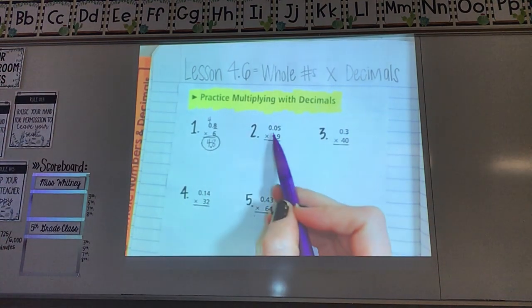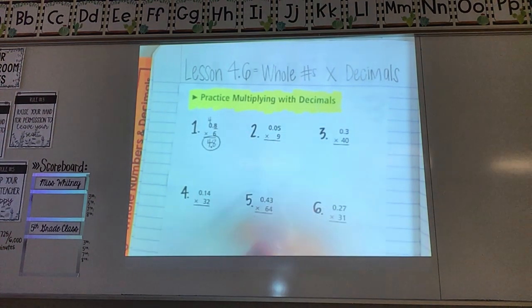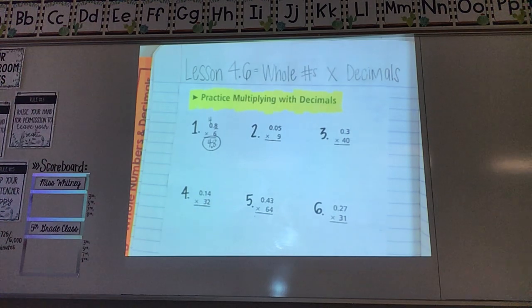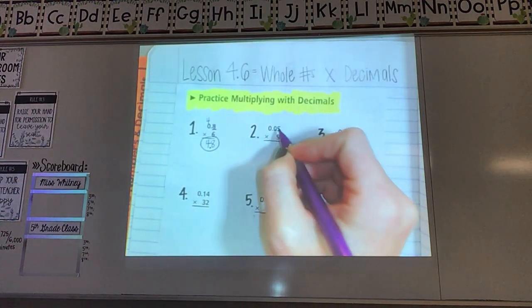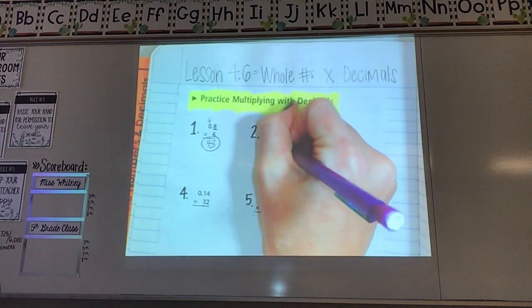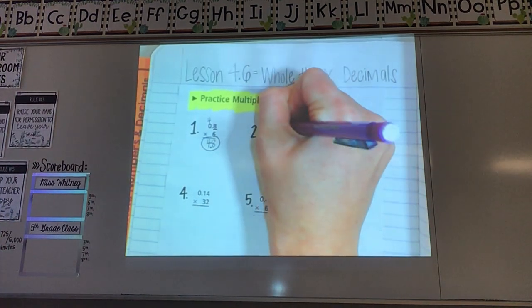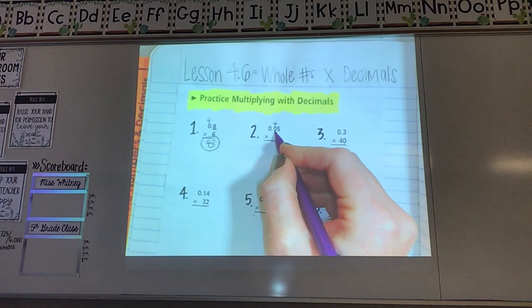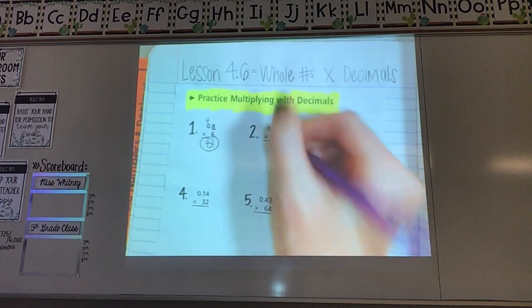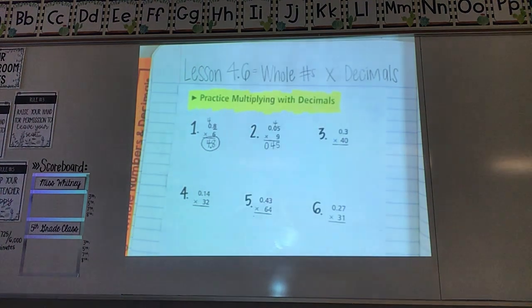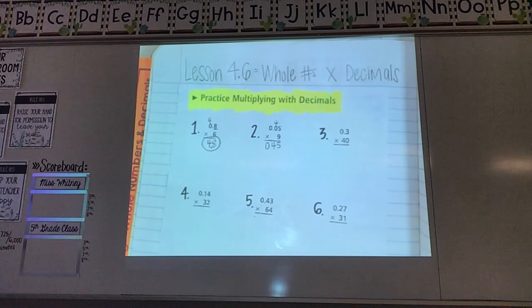Number 2, 0.05 times 9. You're going to see a lot of zeros when we're doing decimals. That's okay. Just treat them like any other number and just keep right on multiplying like we always do. So starting with my 9. 9 times 5 is 45. Put my 5, carry my 4. 9 times 0 is 0, plus 4 more is 4. 9 times 0 is 0. Notice I just treated those zeros like regular numbers. It just kept right on going and didn't confuse me at all.